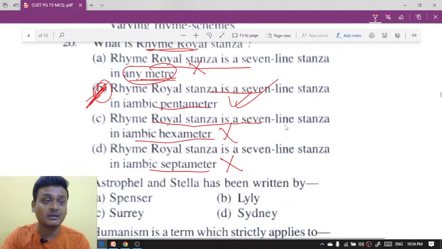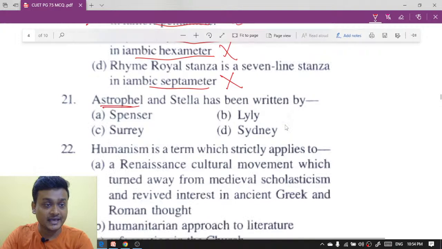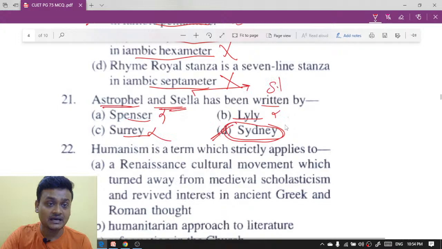Moving on to question number 21. Astrophel and Stella has been written by these writers: Spenser, Surrey, Healy, Sidney. So Sidney ne likha hai kya? Astrophel and Stella. And what do you mean by the word Stella? Stella means star, and Astrophel means star lover. So Astrophel and Stella is a collection of sonnets written by Philip Sidney.